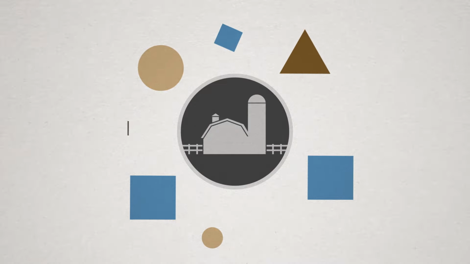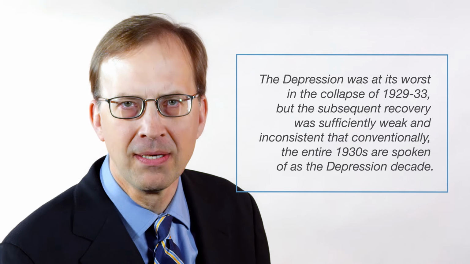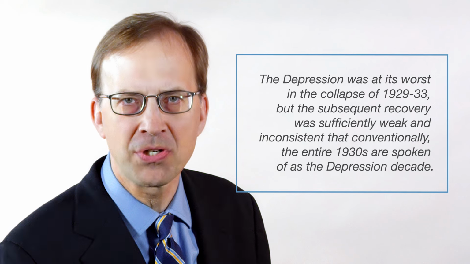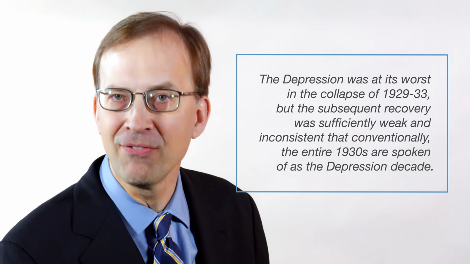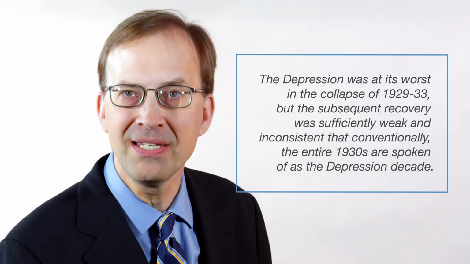But the other thing that scholars have to try to explain about the Great Depression, along with the causes of its severity, are the causes of its extraordinary length. The Depression was at its worst in the collapse of 1929 to 1933, but the subsequent recovery was sufficiently weak and inconsistent that conventionally, the entire 1930s are spoken of as the Depression decade.